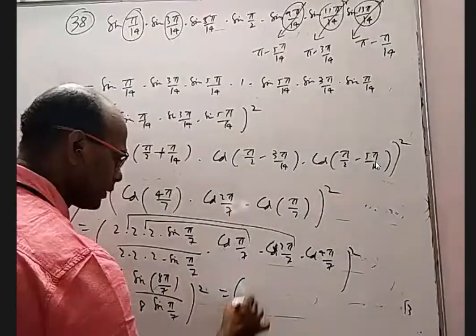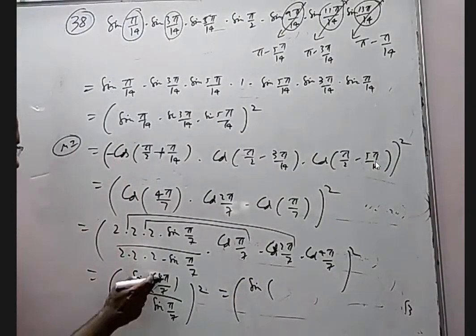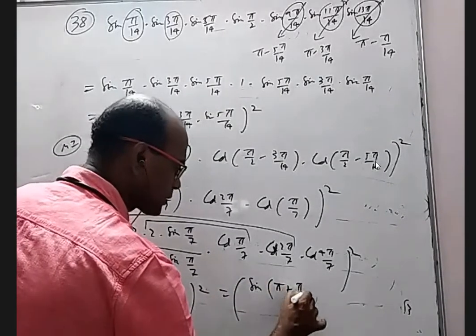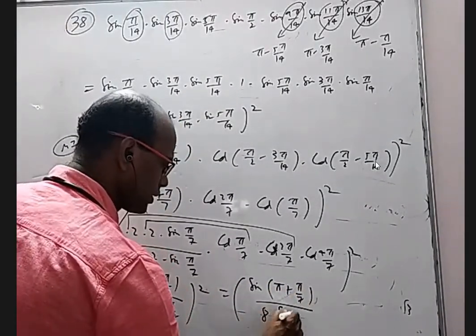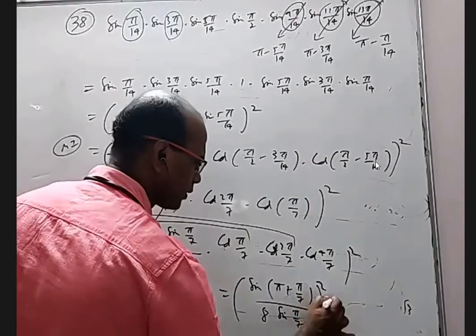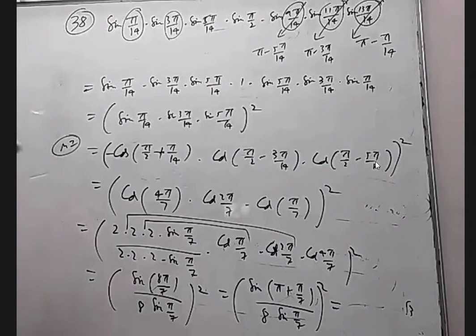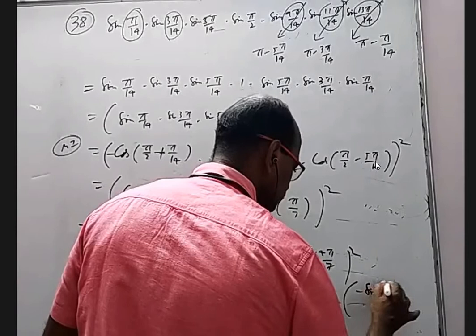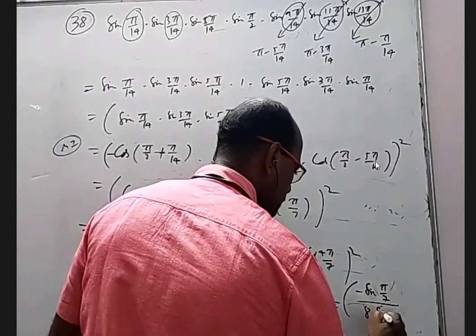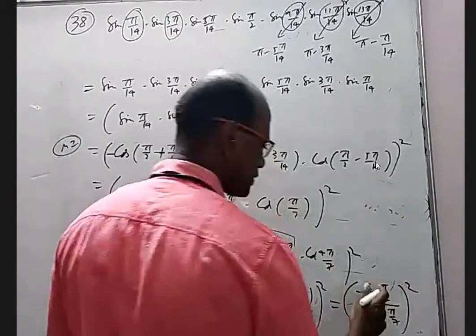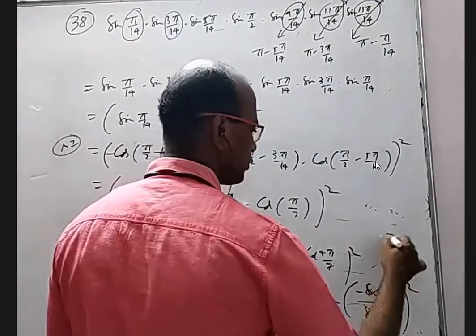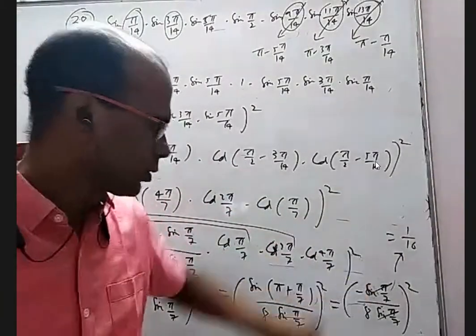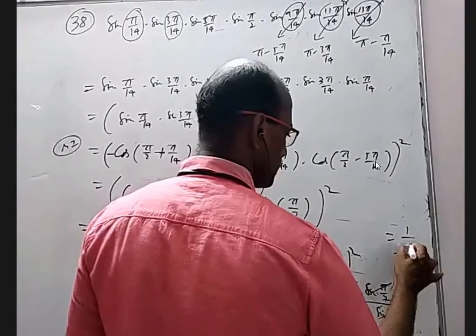How is that? 8 pi by 7 and pi by 7 difference is 7 pi by 7, which is pi. If I write it as a mixed fraction, it will come pi plus pi by 7 by 8 sine pi by 7 whole square. Sine 180 plus theta is minus sine theta. So this is going to be minus sine pi by 7 by 8 sine pi by 7 whole square. This and this will cancel. This will become 1 by 16. Sir, 1 by 64, sir, 8 square. 1 by 64. Okay, 1 by 8 square is 1 by 64.